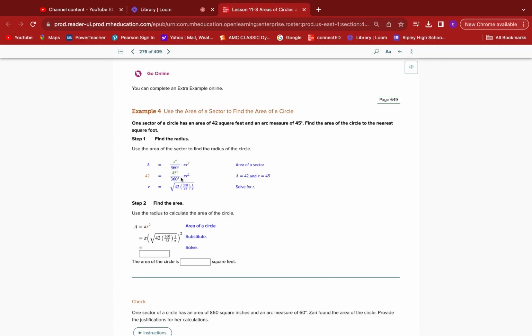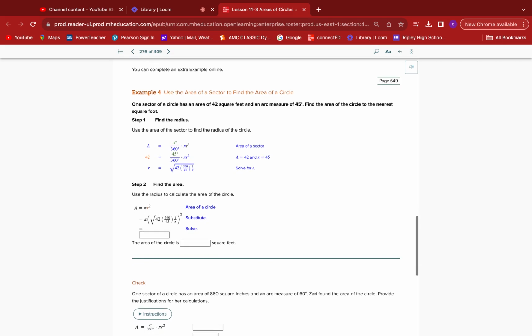Which is fine. So they divided by 45 over 360, and that's a keep it, change it, flip it. So that's why they have 360 over 45, if you're wondering. And the opposite of multiplying by pi is to divide by pi. Same thing as keep it, change it, flip it. It's times 1 over pi. That's like the inverse, if you're wondering. And that's going to give me r squared. Now, the opposite of squaring is to square root, and that's why there's a radical over it. So they did a lot of step skipping there. So I hope you understand what I said.